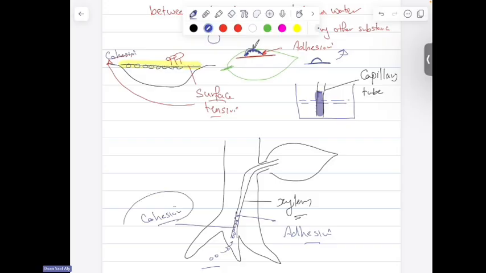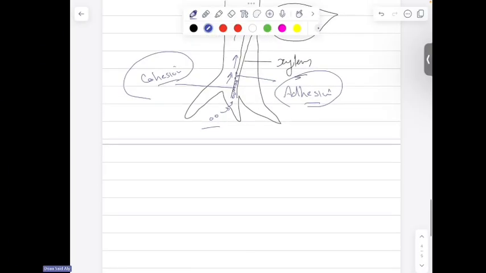Or we can say that the cohesion and the adhesion help the water to move from the roots up to the leaves. That's why the cohesion and the adhesion, and also the capillary action, by the way, are important to transport the water in the plant xylem. Okay? This part is about the water transport in the plants.